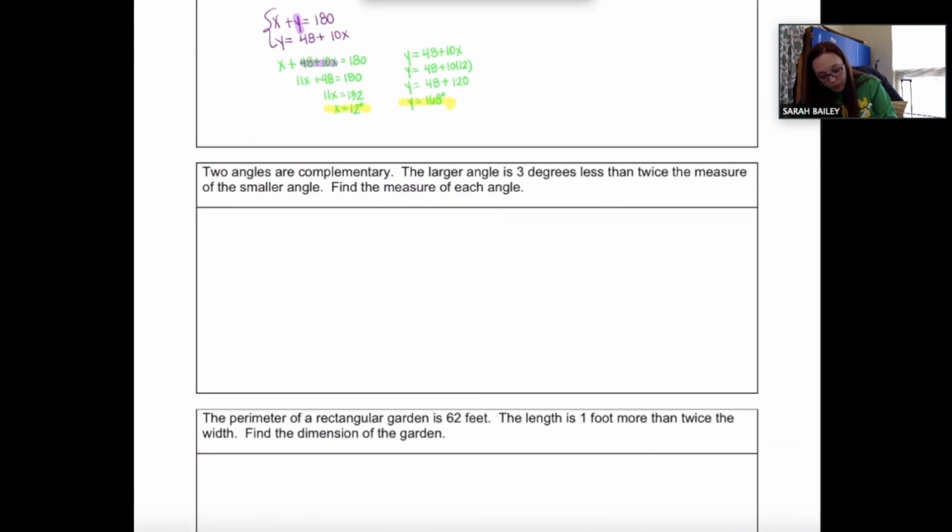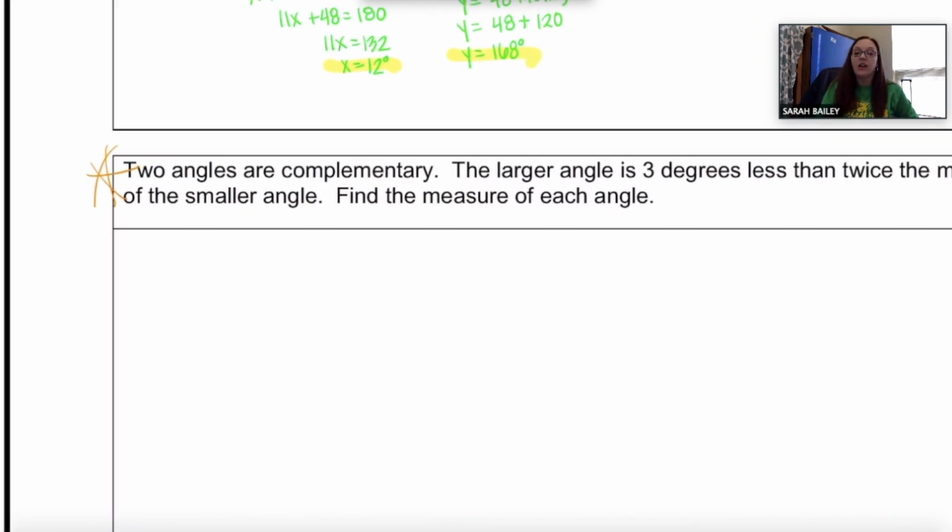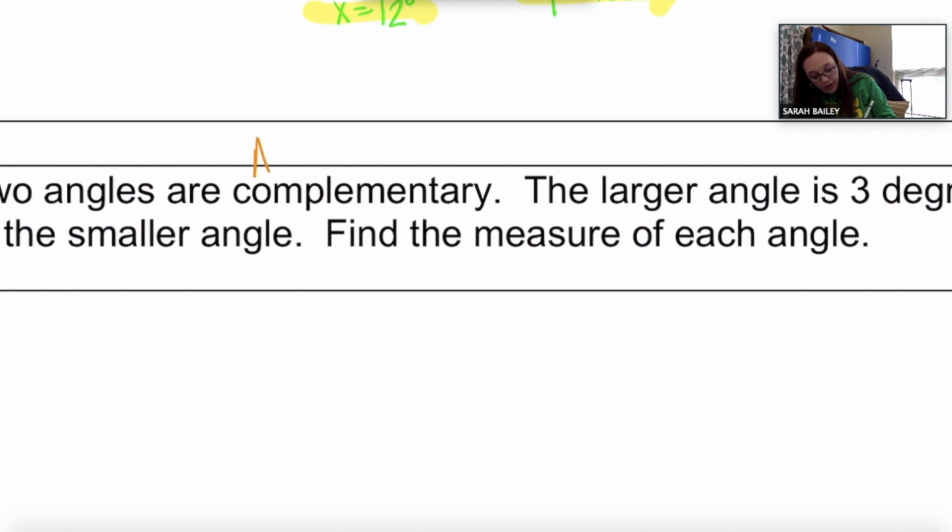Okay, so I want you to do these last two problems. And I will tell you the second one says that the angles are complementary. So supplementary angles add up to 180. Complementary angles add up to 90 degrees. Okay, so pause the video now and complete those two problems.